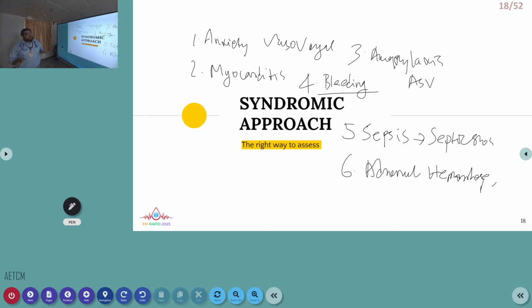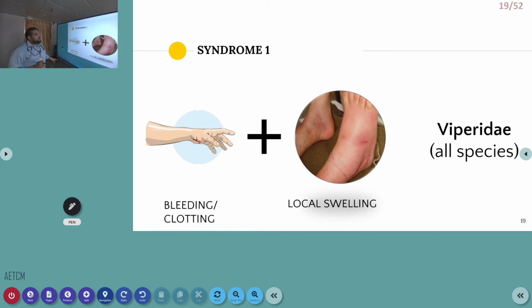So what we need to do here is have a syndromic approach for a patient that is coming to the emergency room. So let's see what the syndromic approach is. We have syndrome number 1, where you have bleeding and clotting manifestation and local swelling. So what do you need to suspect? All species of Viperidae, that is here saw-scaled viper, Russell's viper, and hump-nosed pit viper. They can come with local bleeding and local swelling. So just keep in mind Viperidae species. That is syndrome number 1.